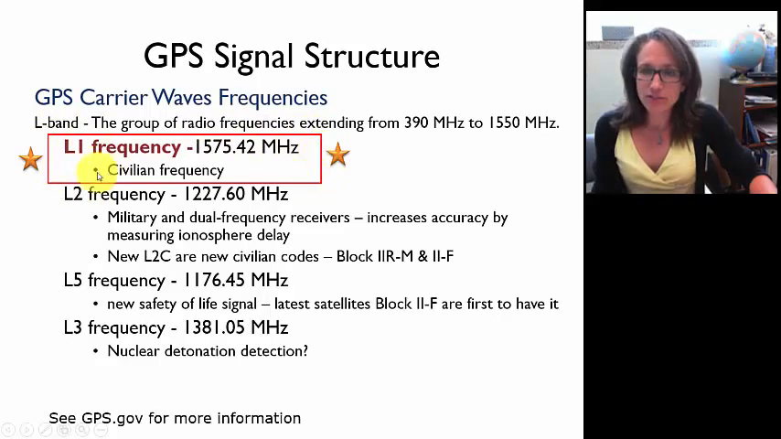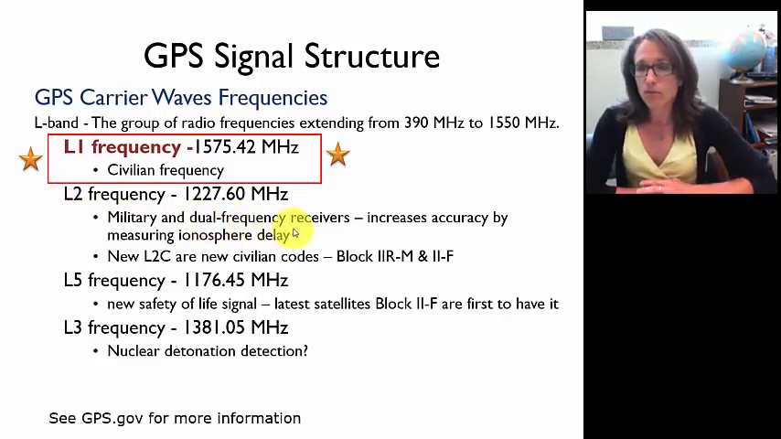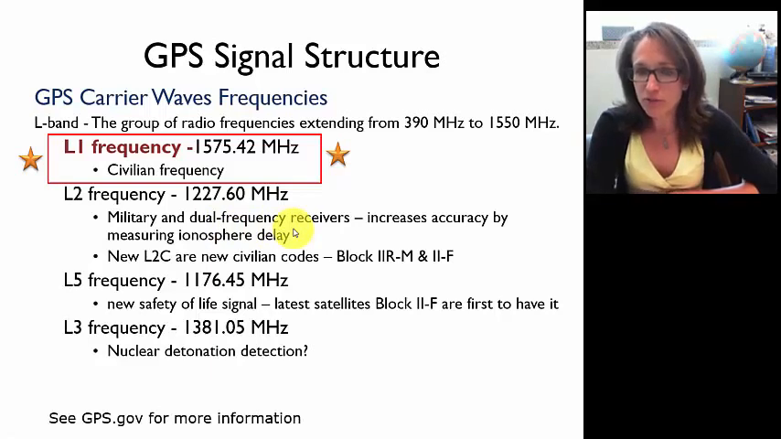That's the civilian frequency, and the Trimbles that we use and the Garmin that we use are all receiving the L1 frequency wave. The L2 frequency is used by the military, and it's also used in dual frequency receivers, which many of the higher accuracy survey grade receivers are.